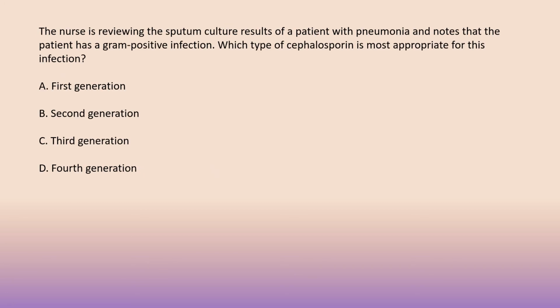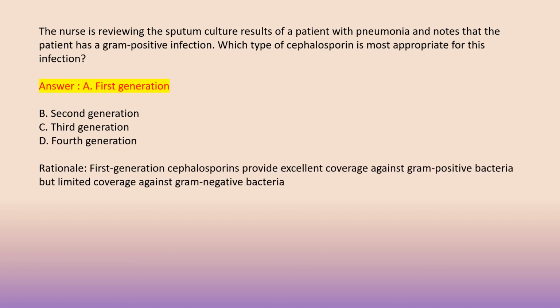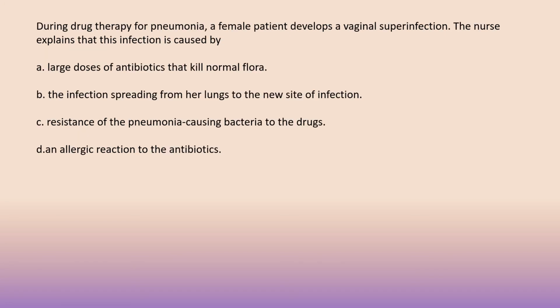The nurse is reviewing the sputum culture results of a patient with pneumonia and notes that the patient has a gram-positive infection. Which type of cephalosporin is most appropriate for this infection? A. First generation. B. Second generation. C. Third generation. D. Fourth generation. Answer: A. First generation. Rationale: first generation cephalosporins provide excellent coverage against gram-positive bacteria but limited coverage against gram-negative bacteria during drug therapy for pneumonia.